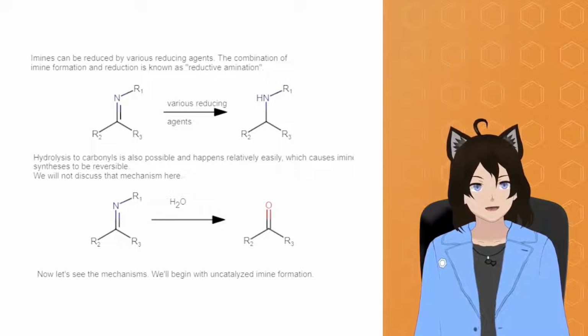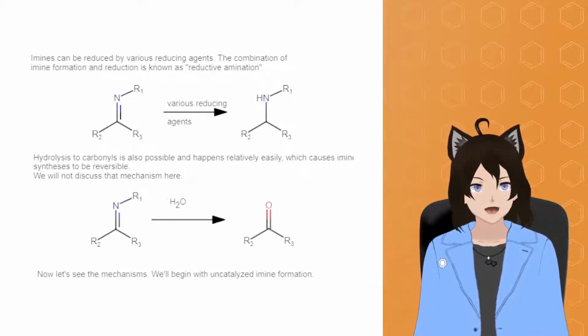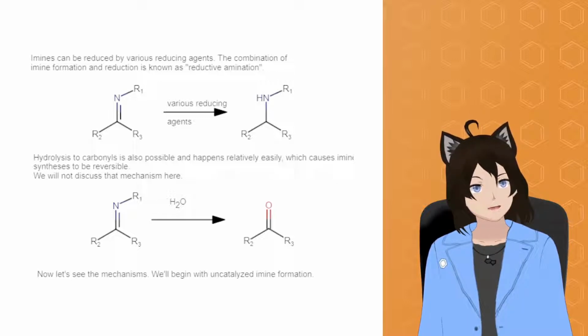So the second reaction on the bottom is hydrolysis. So imines can be hydrolyzed to carbonyls again, and this happens relatively easily for some imines and less easily for others, which causes imine syntheses to be reversible, as you will also see. We're not going to discuss that mechanism here, but maybe in a future video, who knows? So now let's just see the mechanism of the reactions already.